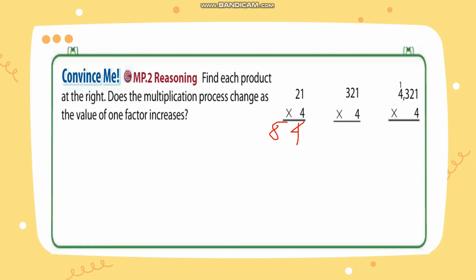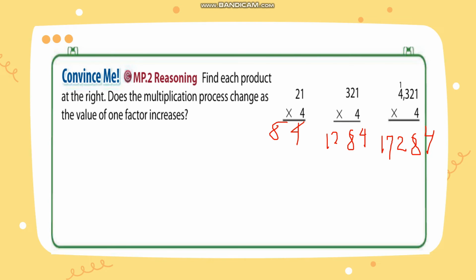Because 4 times 2 is 8. 4 times 1 is 4, 4 times 2 is 8, 4 times 3 is 12, regroup 1. 4 times 4 is 16 plus 1 is 17.